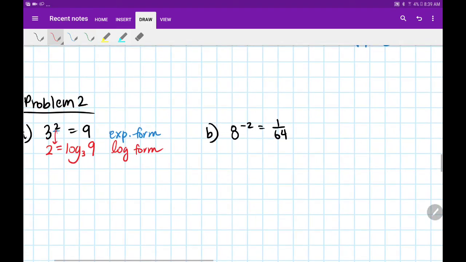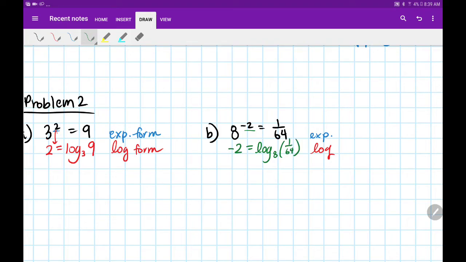Let's do that one more time. All right, for B, what form are we in? We're in exponential form. What form shall we go to? We shall go into log form. How do we do that? We drop the exponent. -2 equals log base 8 of 1/64.